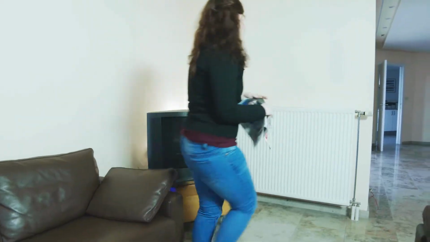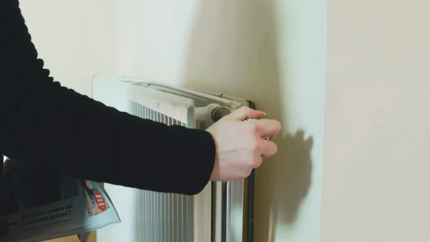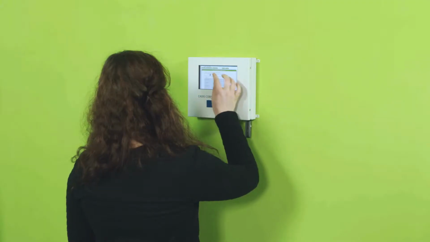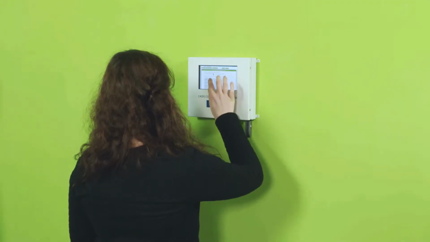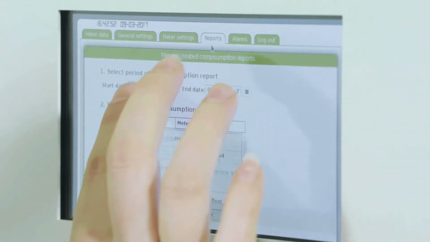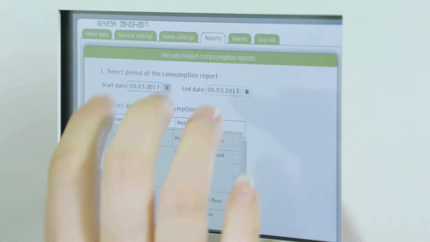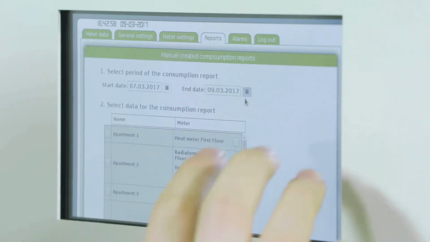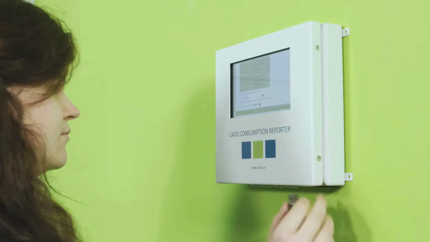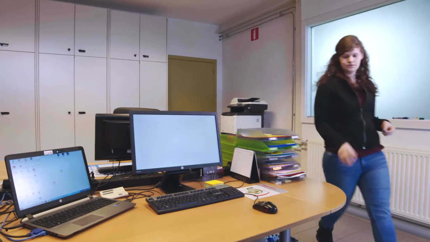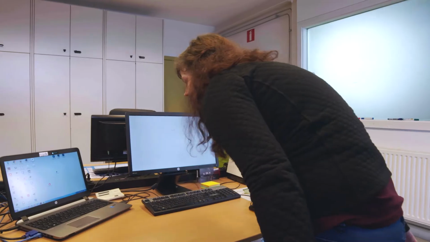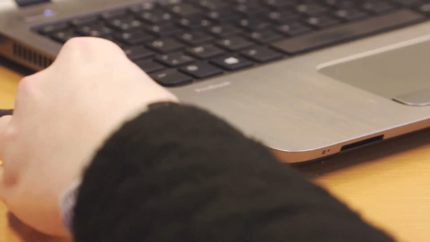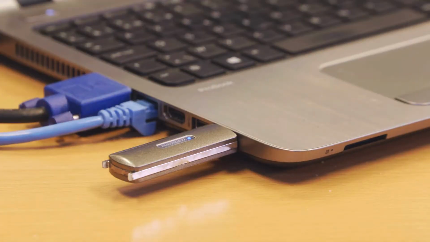Smaller buildings do not usually have a central building management system. The Cadis Consumption Reporter is the ideal solution here. It fulfills all the necessary functions. Consulting consumption reports of individual building parts may be done on the module itself at any time. Even if there is no fixed internet connection available, the export of necessary data may be done on the spot using a USB stick, but may also be done wirelessly via the GSM network.